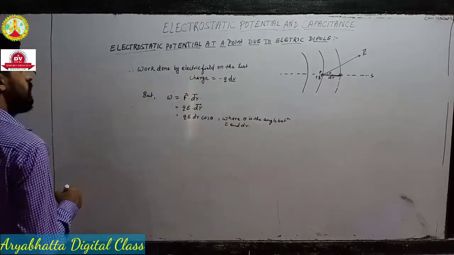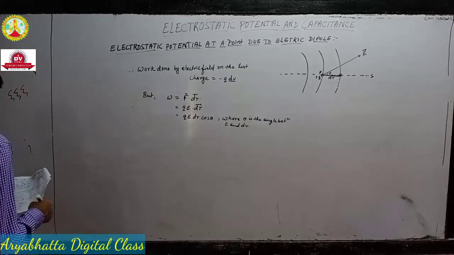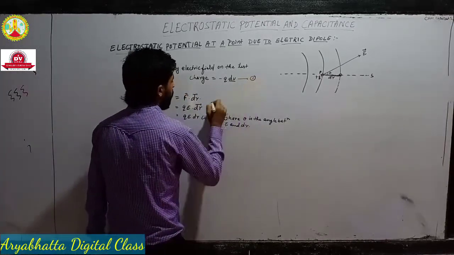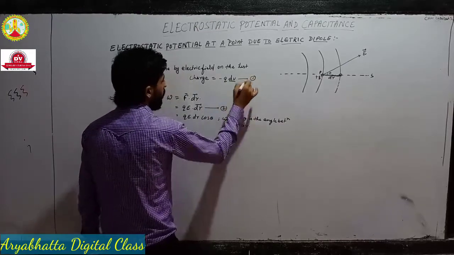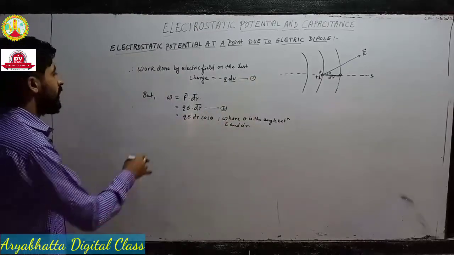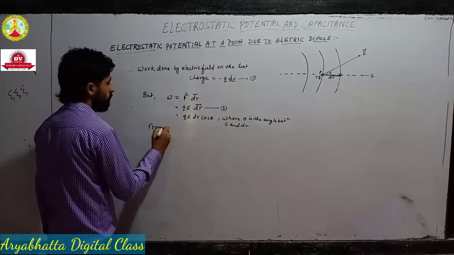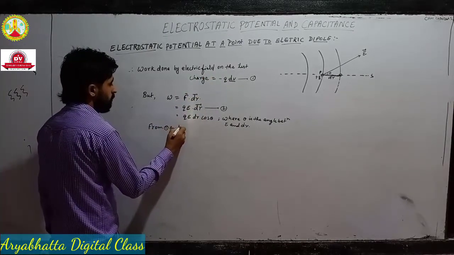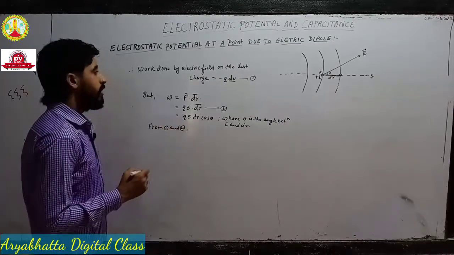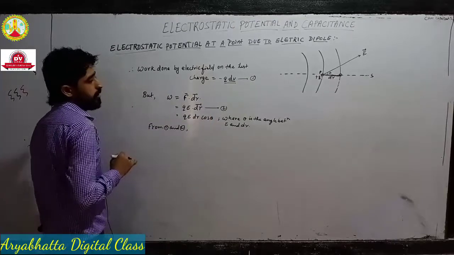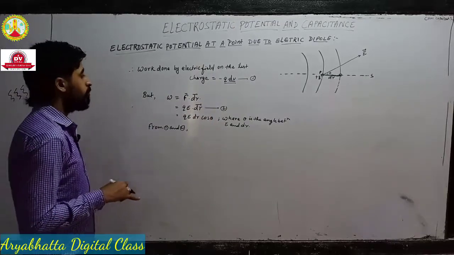Theta is the angle between E and dr. Now if I consider this equation, let's say 1 and this is 2. If I compare 1 and 2, in both the cases work is done. So if I compare 1 and 2, what will you get here? This must be equal to this, because work is common in both the equations.